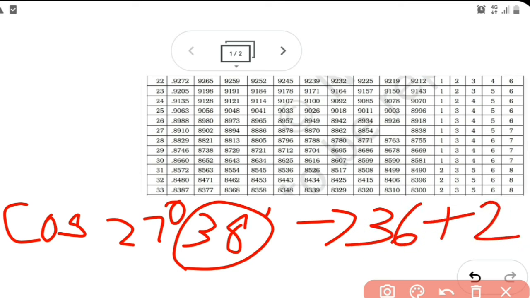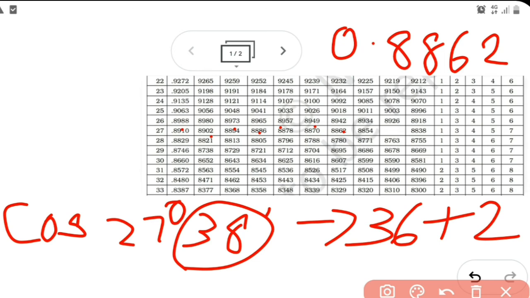So what you will do is, you will look in the row corresponding to 27 and in the column 36. Here the top portion of the table is not there, but you can see it is 0, then 6, then 12, 18, 24, 30, then 36. So in the column 36, that value is 0.8862. So that's what we get from that table corresponding to 36.